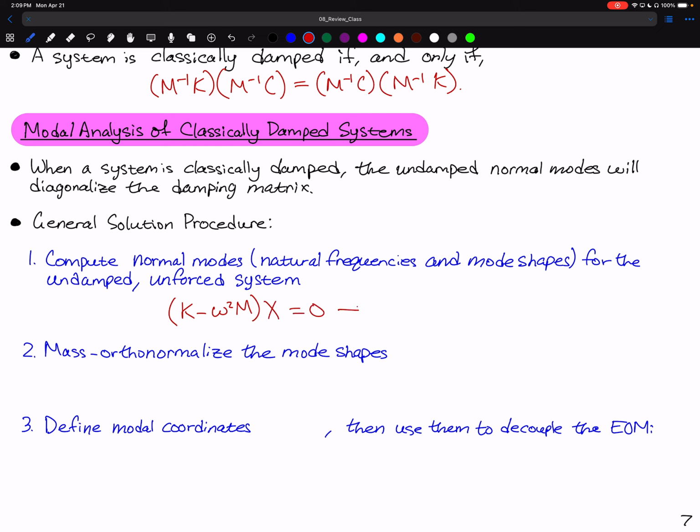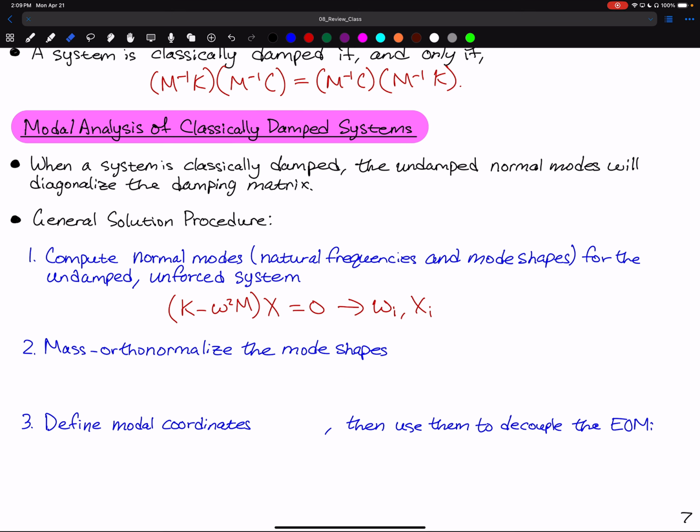By solving this, we will end up finding our natural frequencies, omega i, as well as the mode shapes, which we'll say is x sub i. To find the natural frequencies, we've got to take the determinant of everything in that parentheses and set that equal to 0. Then once we find the natural frequencies, we can plug them into this equation and then solve for each of the values of the mode shape.